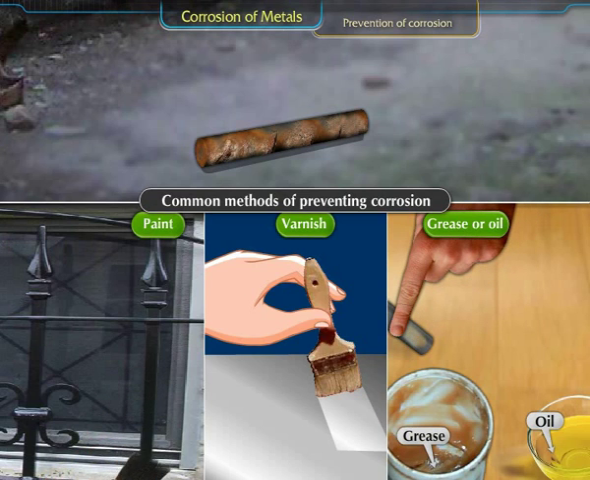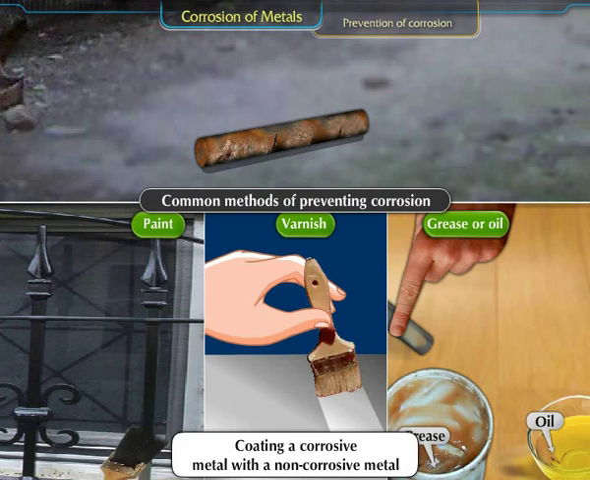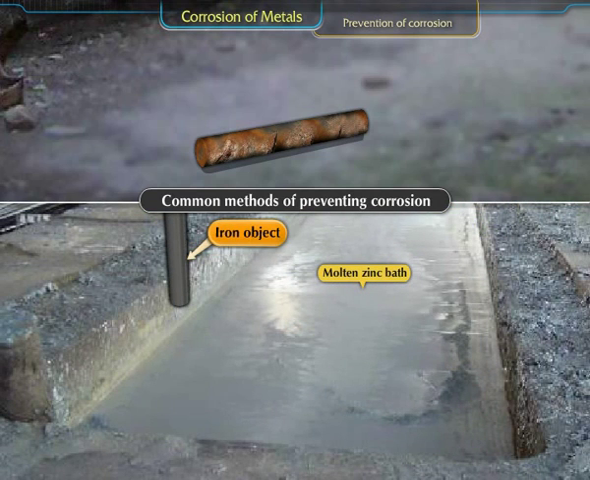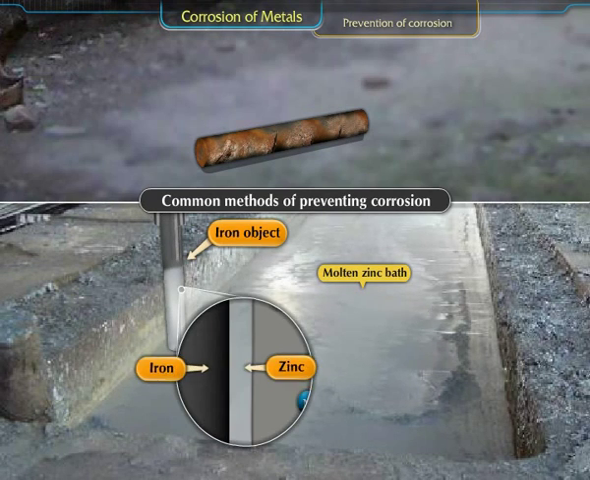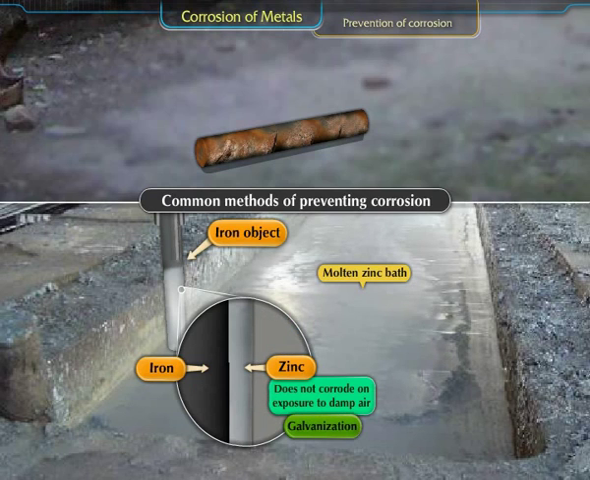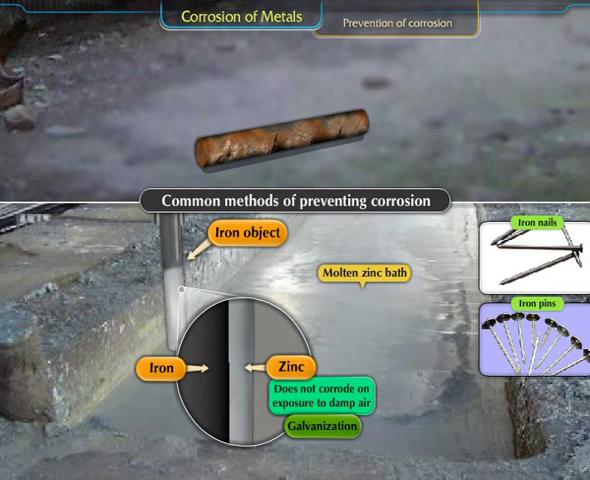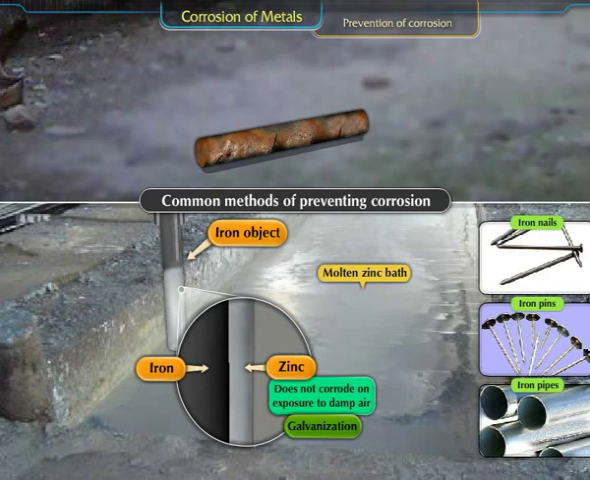Corrosion of metals can also be prevented by using methods of coating a corrosive metal with a non-corrosive metal. Let us discuss some of these methods. Rusting of iron can be prevented by coating the surface of iron or steel by zinc because zinc does not corrode on exposure to damp air. This process is called galvanization. For example, iron nails, pins and iron pipes are galvanized to prevent them from rusting.